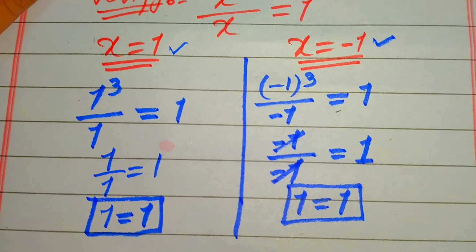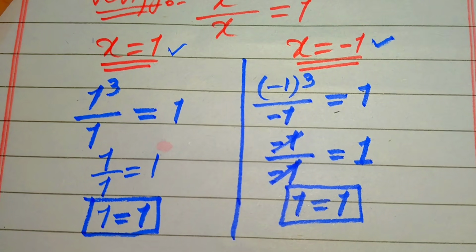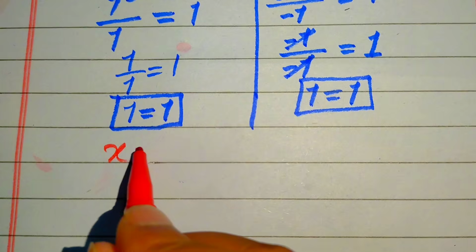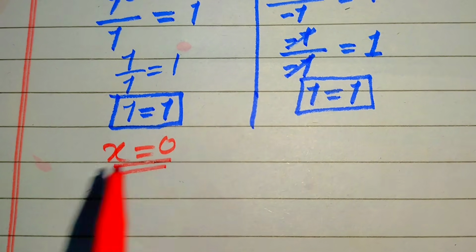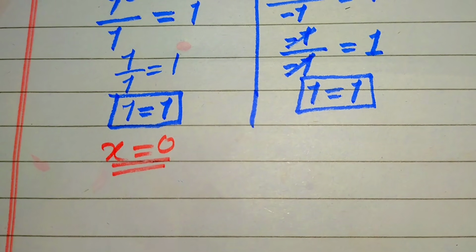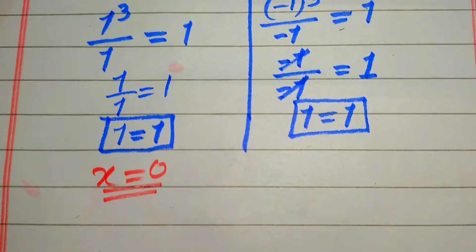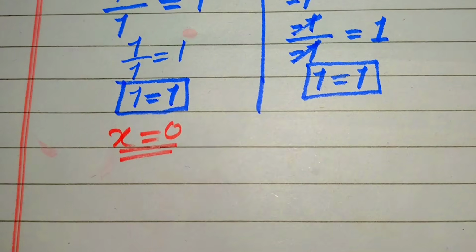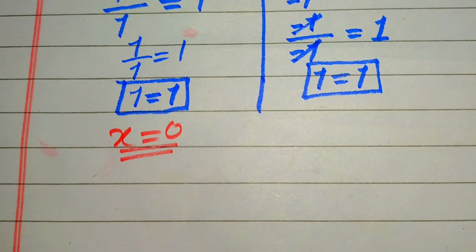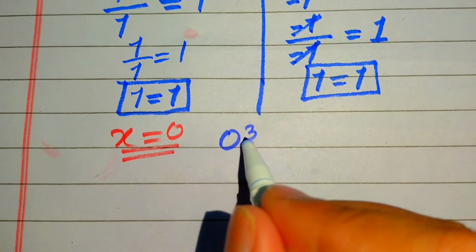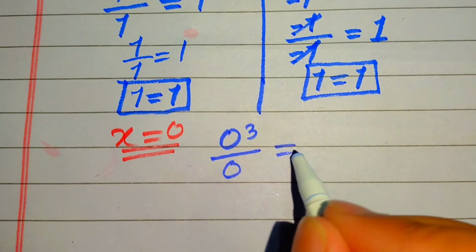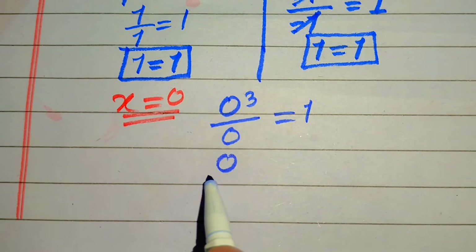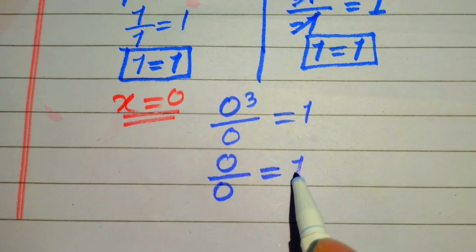So here it means that the values of x equals 1 and minus 1 satisfy our given question statement. And now we verify the third value of x. It is x equals 0. So for verification of x equals 0, we again put x equals 0 into the left hand side of this equation. So after substitution, it will be written as 0 cubed divided by 0 is equal to 1, and further 0 cubed becomes here 0 divided by 0 is equal to 1.